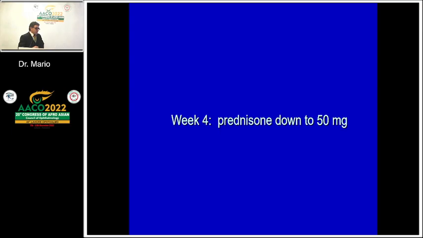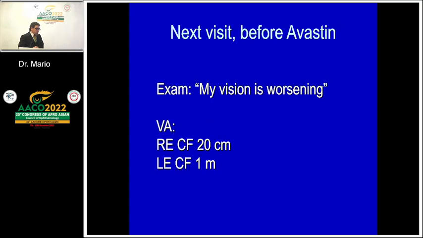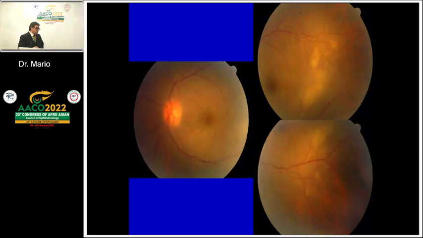The patient came like 2 or 3 weeks later, and in the next visit she told us, my vision is worsening. Well, and now the vision was really worse. We assessed again, and in the left eye, that was her only eye, we found these lesions, these whitish lesions.